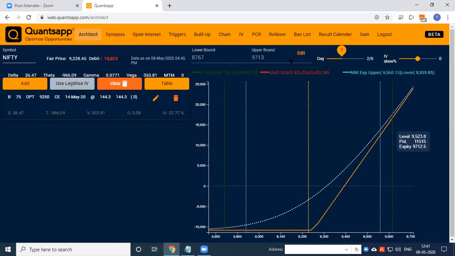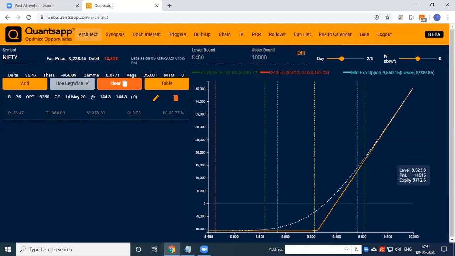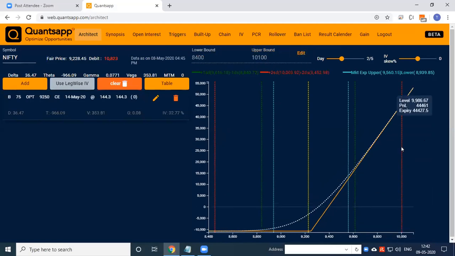We also have this red one. So you can change the bounds here. If I make it say 8400 lower and 10,000 higher and save it, the upper bound is still higher. So the lower bound is at 8452, while the upper bound is at 10,003. So if I make it say 10,100, definitely we would be able to see it here, right? So this basically tells you.